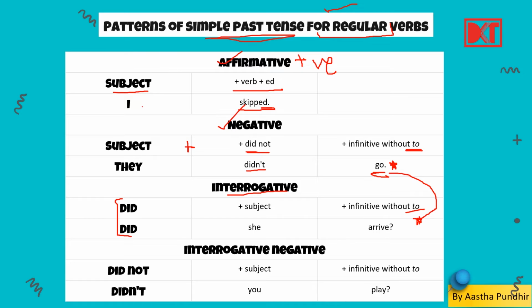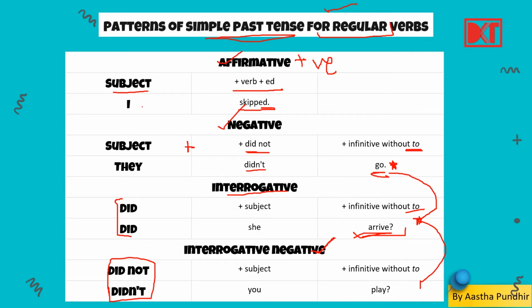Did we arrive? Did you arrive? Did they arrive? So did, the subject, and the infinitive without to. All right, one more category, this is pretty easy. ये आपको समझ आ गया तो ये वाला भी बहुत आसानी से समझ आ जाएगा. Interrogative negative. Interrogative negative में didn't, did not plus the subject plus the infinitive without to.